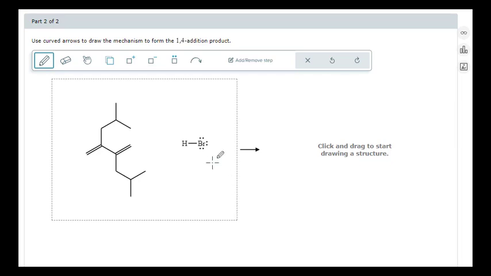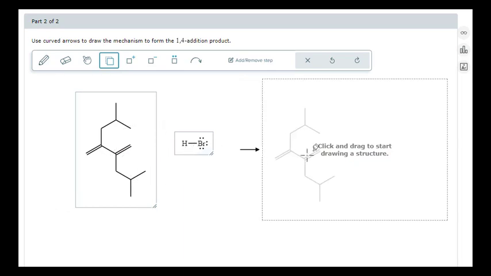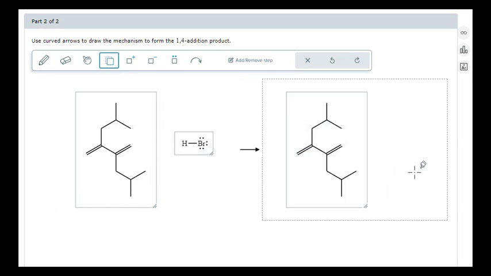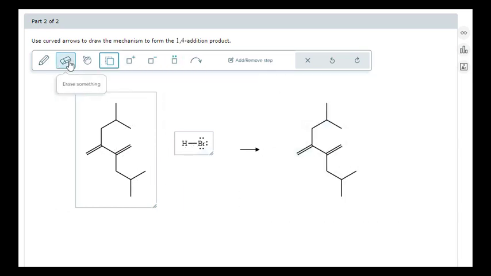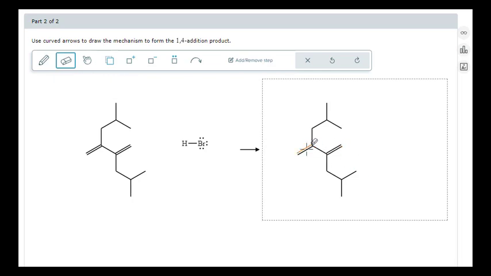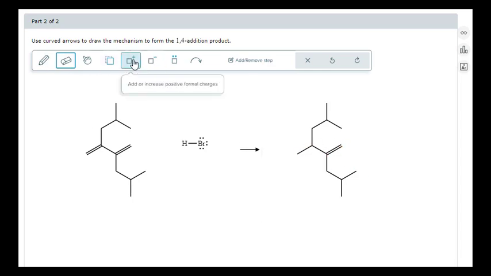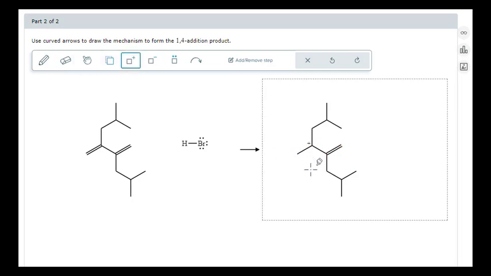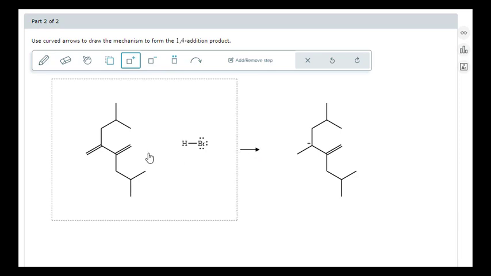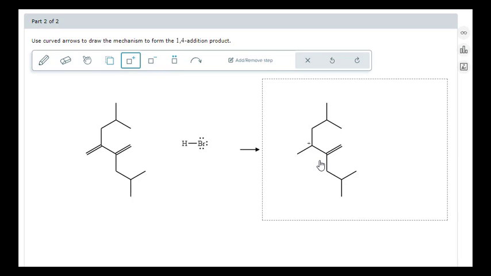Okay, so let's say that we are struggling to draw the mechanism for the 1-4 addition product. We keep thinking that we're doing it right and we keep getting it wrong. One problem that we may have that you might not be thinking about is the resonance arrow. Notice that this reaction arrow for our first step from the diene to the carbocation is a forward arrow.